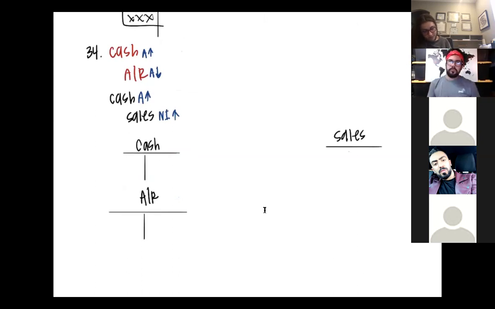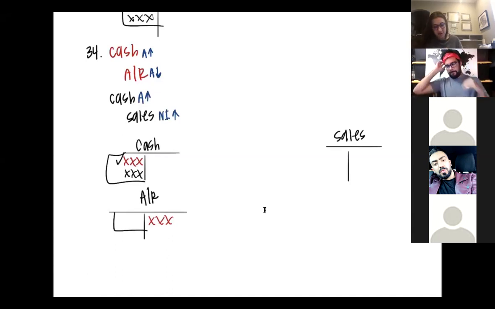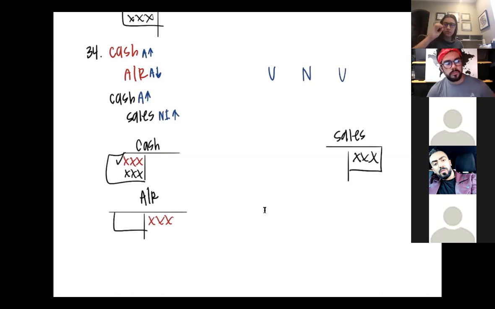So cash cancels out, that's fine. AR should not have been recorded, so that's lowering our assets when it shouldn't have been. So our assets are understated. In terms of liability, nothing happens. And in terms of sales, it wasn't recorded, so our net income is going to be understated. Everyone good on that one?